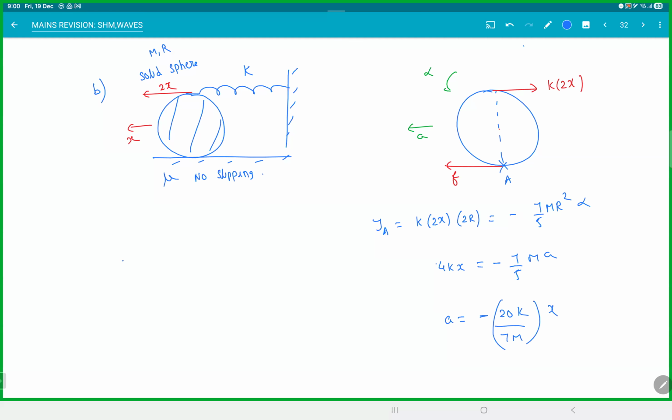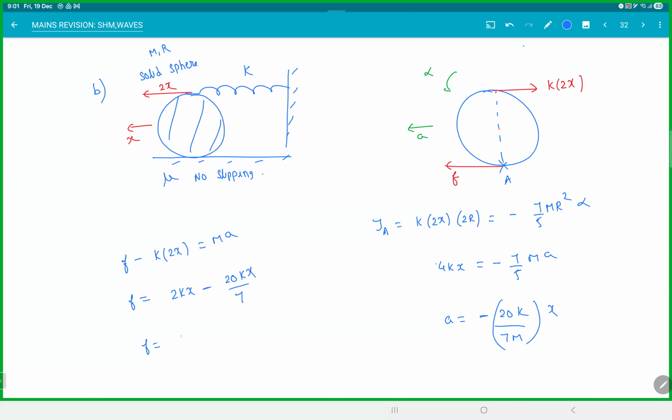Once you got this, we know friction minus k into 2x is equal to mass into acceleration. From here, we get friction is equal to 2kx, and ma will be that, 20kx by 7. That means if I get 7 to 14 minus this, so friction is actually negative. I took the direction wrong. Friction is supposed to be in that direction, interestingly.